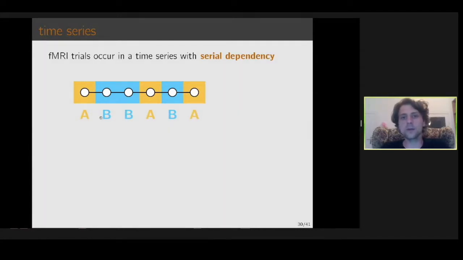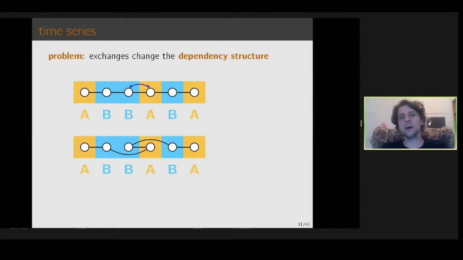And because there is a serial dependency, exchanges of data points, like for example here, exchanging the data points denoted by A and B, would completely disrupt this dependency structure, as is shown on the lower visualization, which means that there is no exchangeability of values in fMRI time series. No matter if these are calculated on a scan-wise or a trial-wise level.